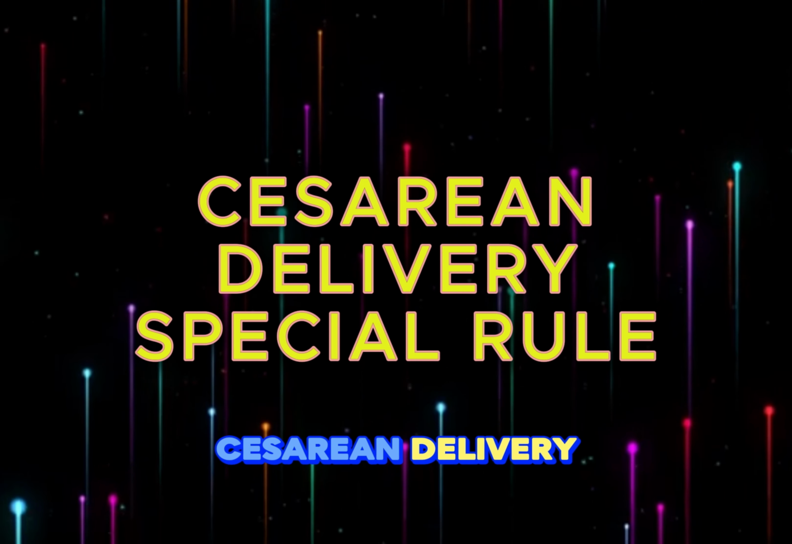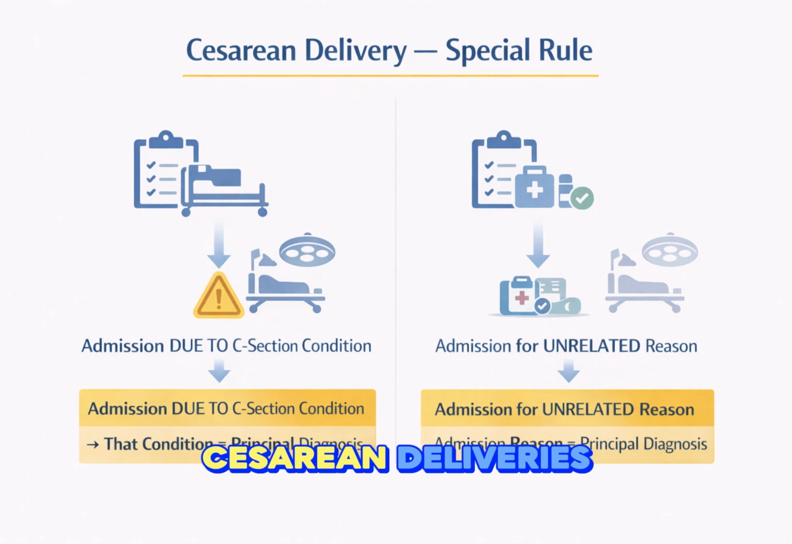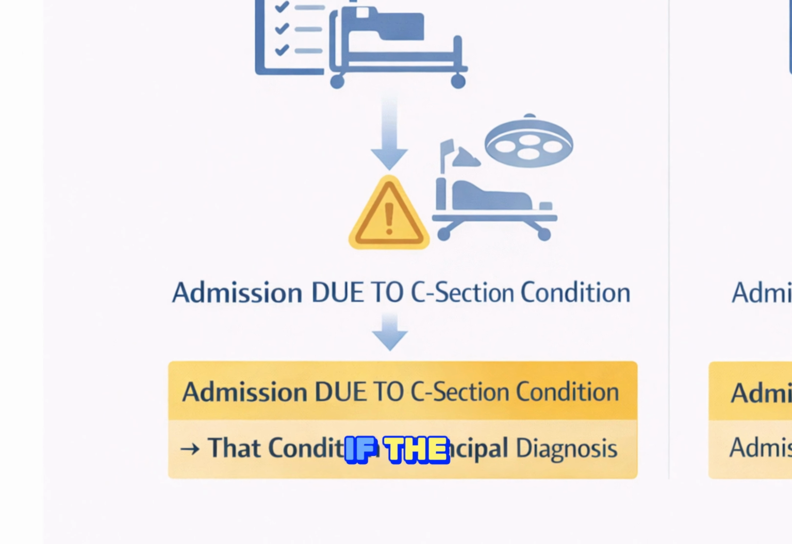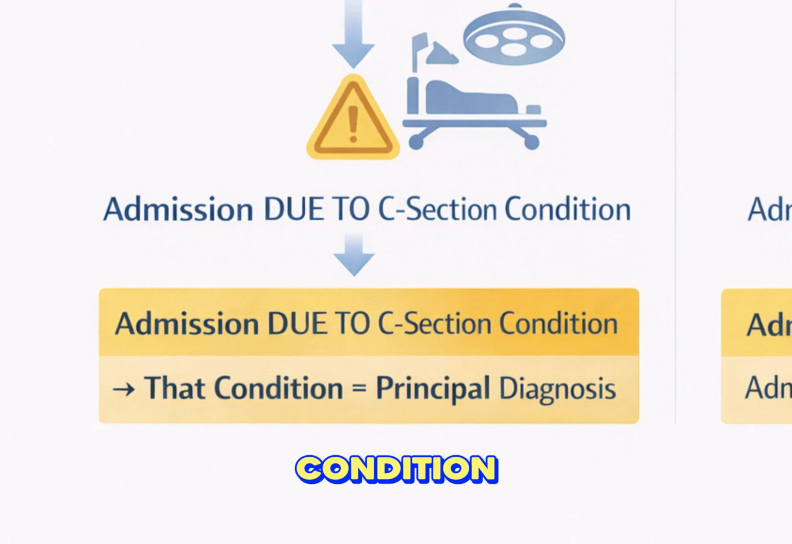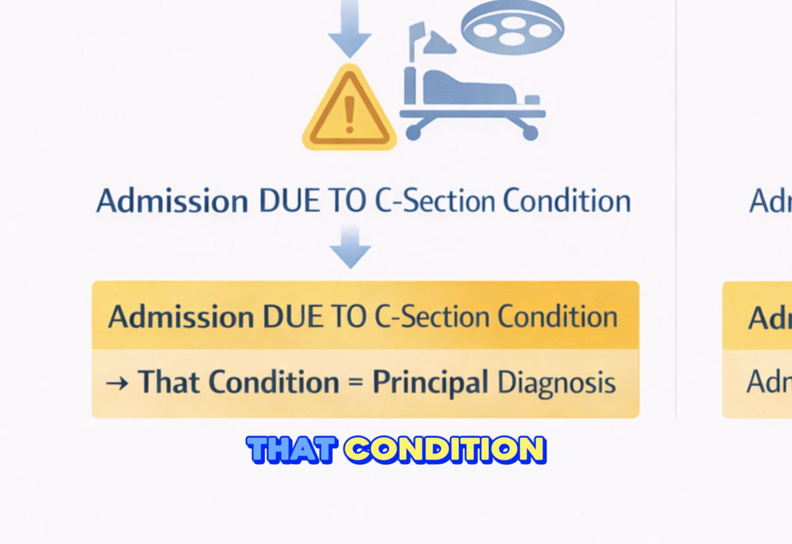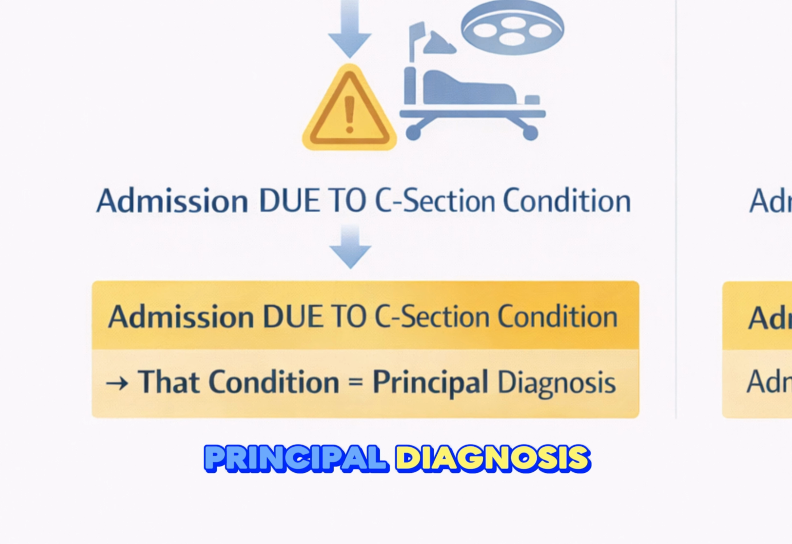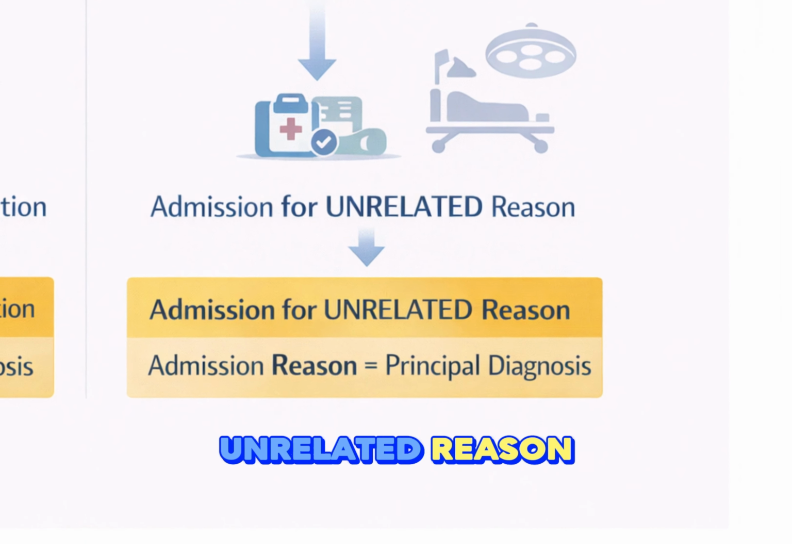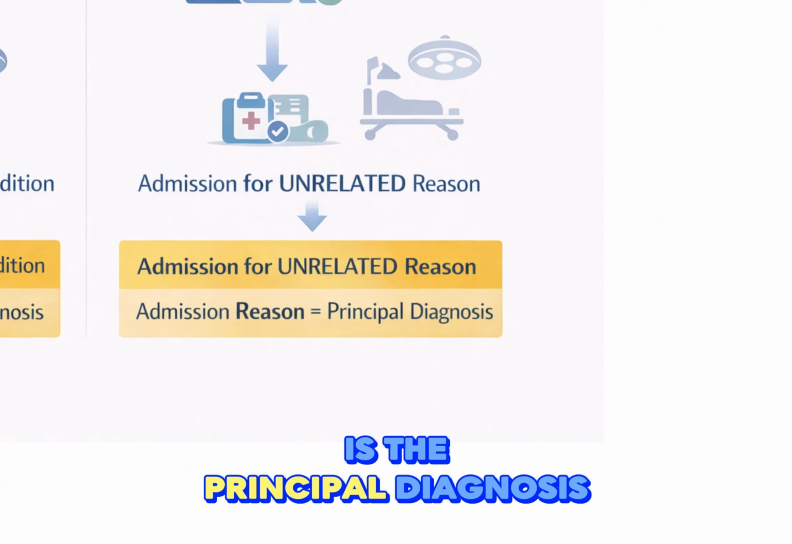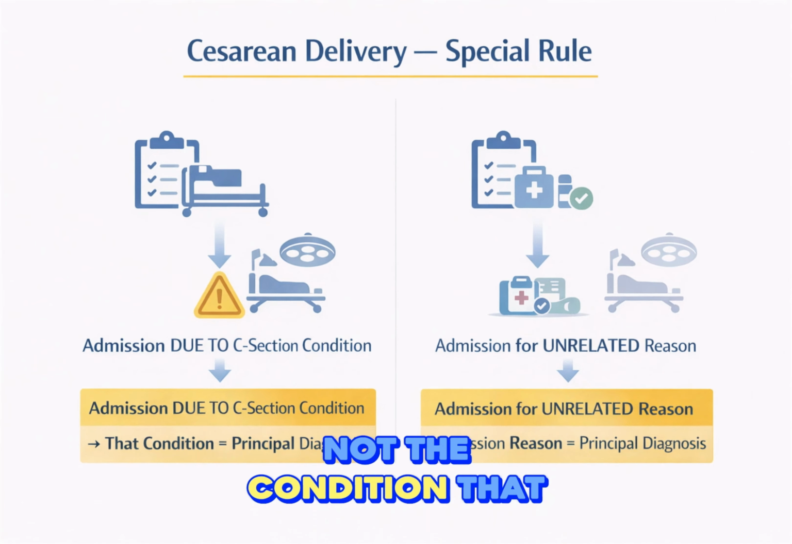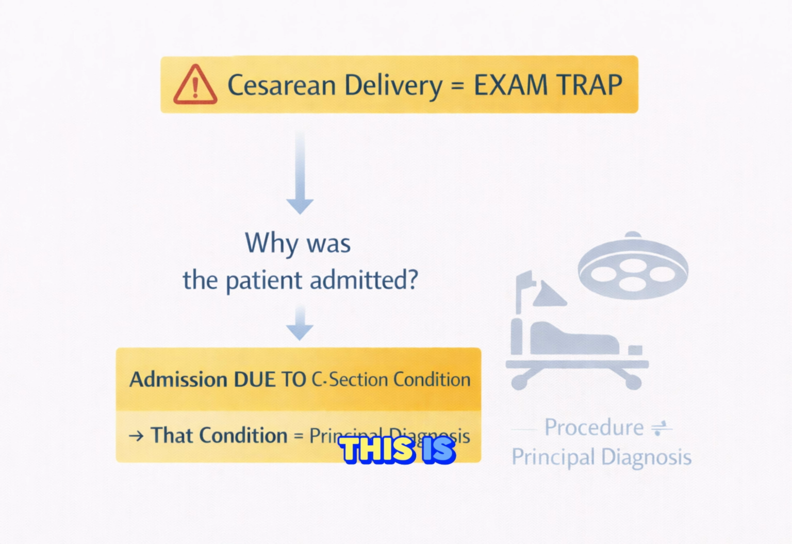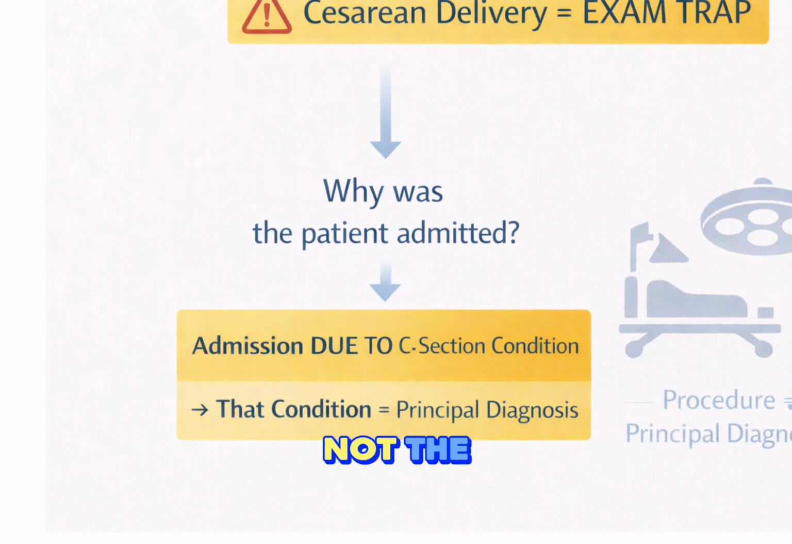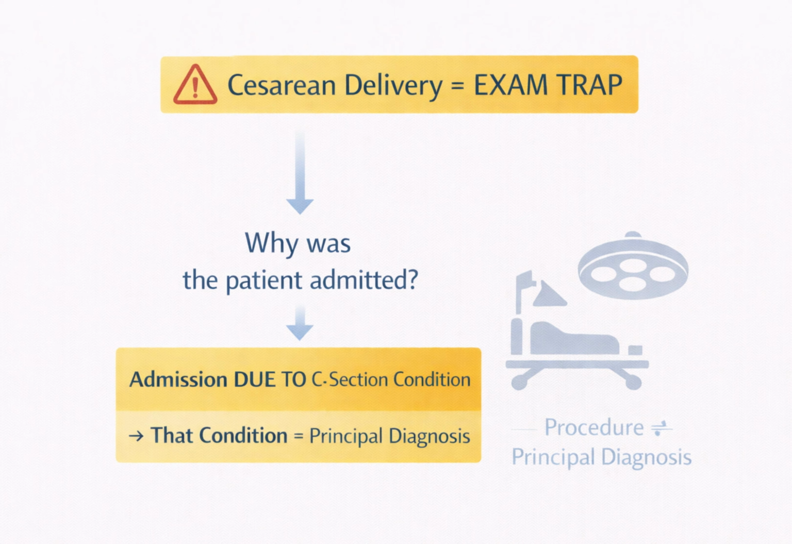Cesarean delivery, special rule. Cesarean deliveries have a very specific sequencing rule. If the patient was admitted because of a condition that led to the C-section, that condition is the principal diagnosis. But if the patient was admitted for a completely unrelated reason, then the reason for admission is the principal diagnosis, not the condition that caused the C-section. This is a classic exam trap. Always link the reason for admission, not the procedure itself.